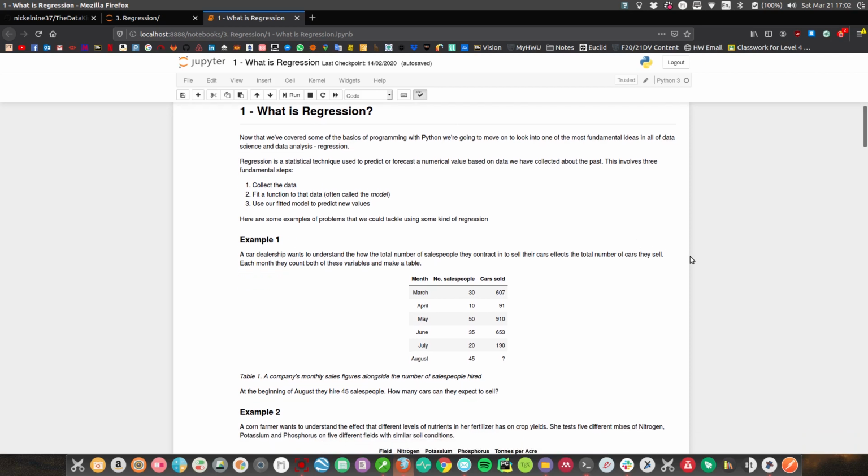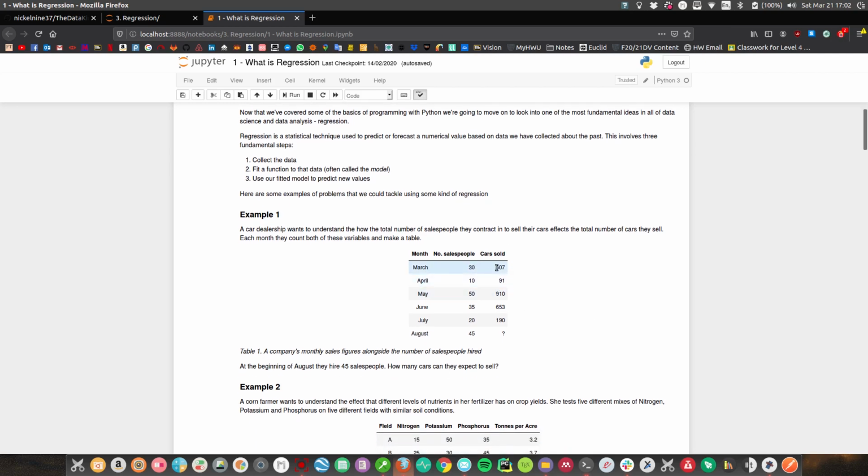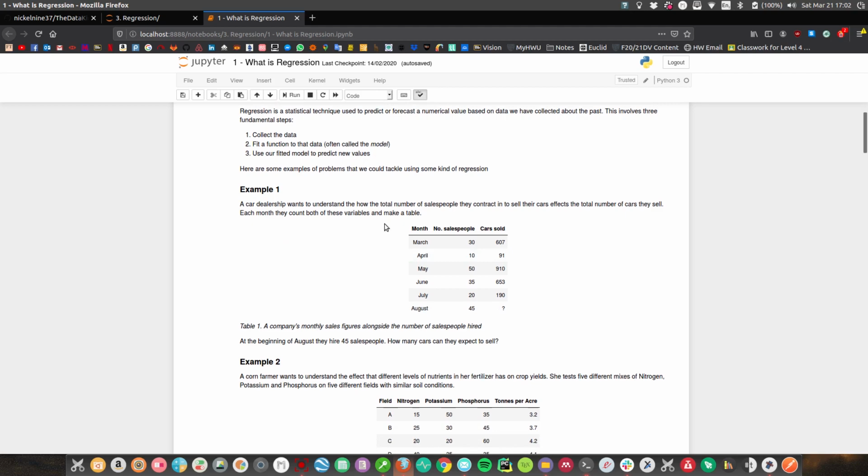For this first example that we're going to look at, a car dealership wants to understand the relationship between the number of salespeople that they hire and the number of cars that they sell in any given month. So you can see here that in March they hire 30 salespeople and sell 607 cars. In April they hire 10 salespeople and sell 91 cars, etc. We have some more data, and then they want to know if in August they hire 45 salespeople, how many cars are they likely to sell? So that's one example of where you might want to use some kind of regression. We're using past data and we want to predict some variable in the future.